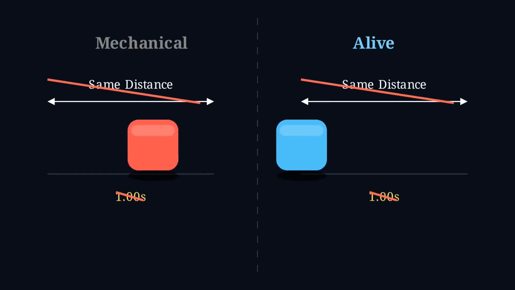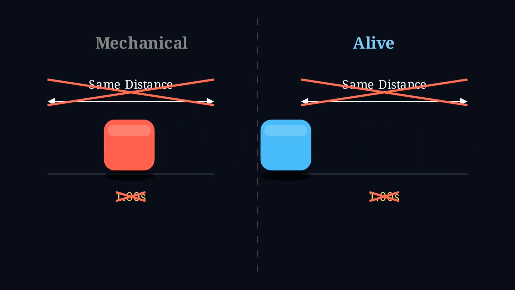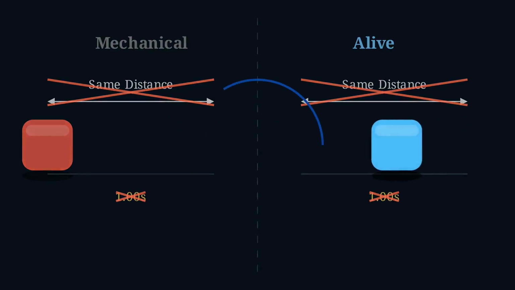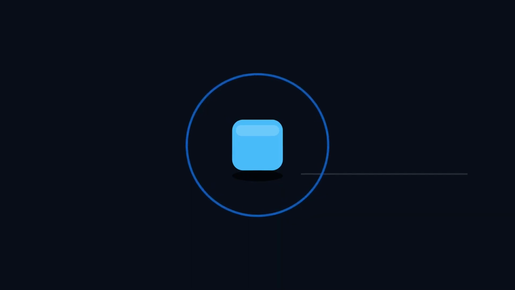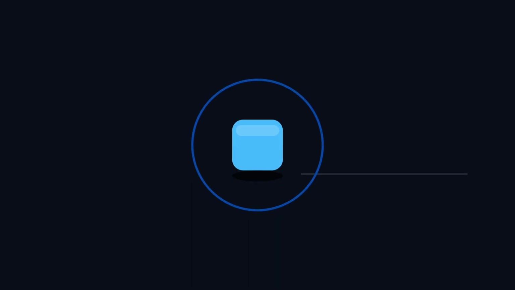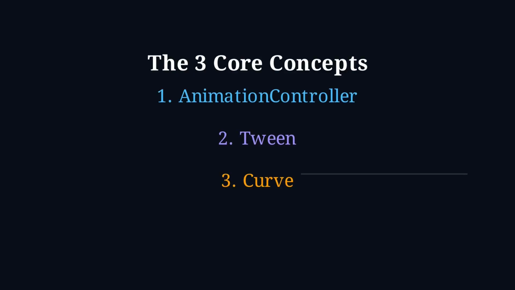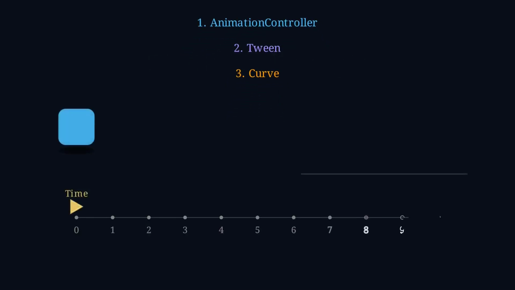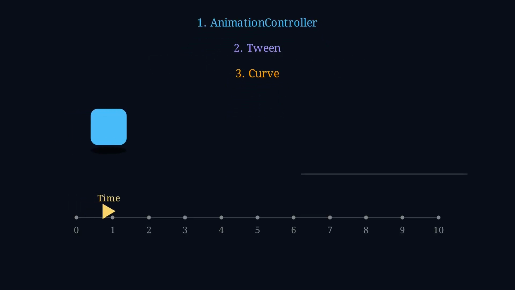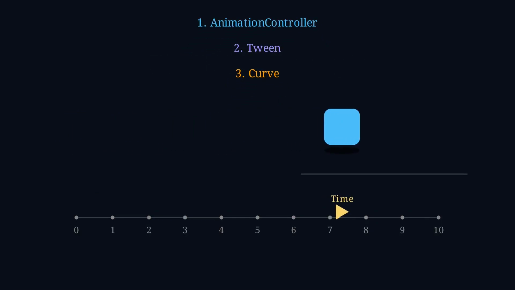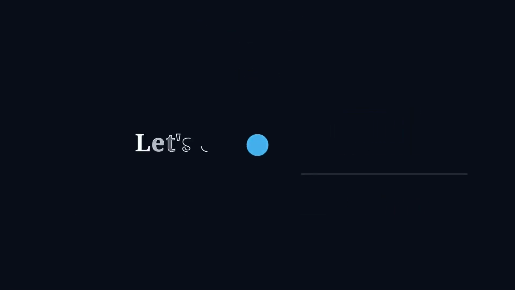Here's the strange part. The difference isn't the distance, and it isn't the time. It's something most Flutter developers use every single day, without actually understanding what it's doing. 3 ideas: AnimationController, Tween, Curve. By the end of this video, you won't just know how to use them, you'll know exactly what's happening underneath, frame by frame. Let's open the hood.